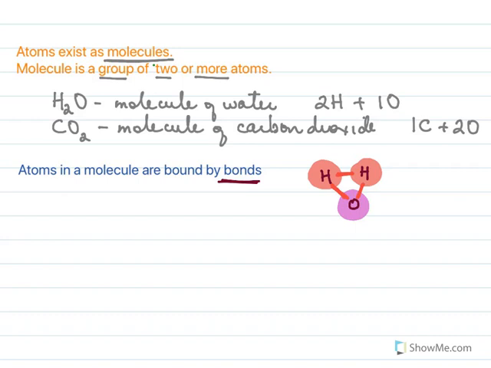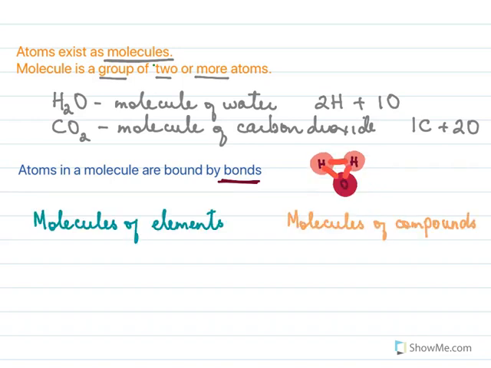Of course, the bonds are of two types, which you will learn again in the next chapter or maybe next year. So molecules are held together by bonds. Now molecules are of two types, molecules of an element and molecules of a compound, and let's go to see the difference between them. To know the difference between the molecules of elements and molecules of compounds, let us take some example of elements.